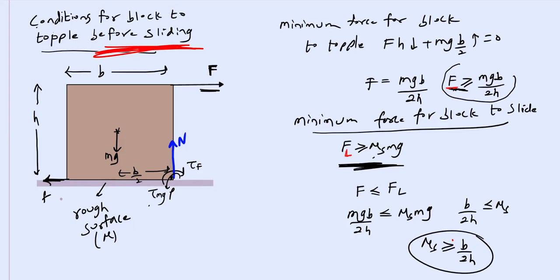Is it okay? No, this particular thing, the condition for the block to topple before sliding means mu s should be greater than b by 2h. What is the mu s? The coefficient of friction between the block and the surface. This is what we are defining here.